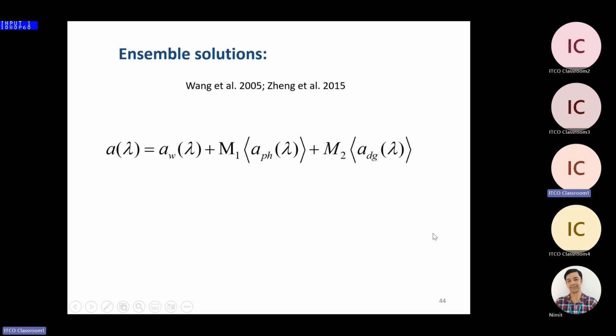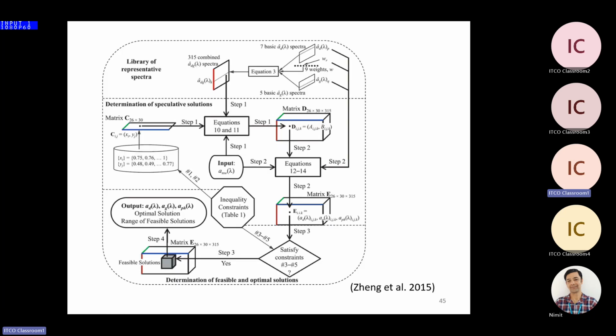As we see, APH can have different shapes, and ADG can have different shapes. So there are ways to try to get a range of solutions, so-called ensemble solutions. Wang did it with Emmanuel Boss, and later on others also did that. Basically, use many APH shapes and many ADG shapes. Each will get a set of M1, M2, then you get an ensemble solution, which gives an average and a standard deviation. So that's called ensemble solutions.